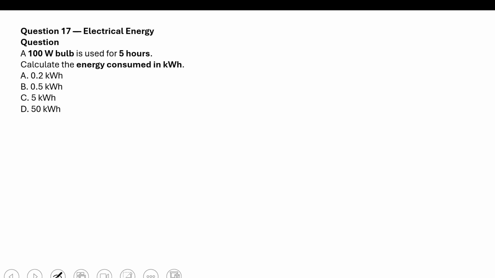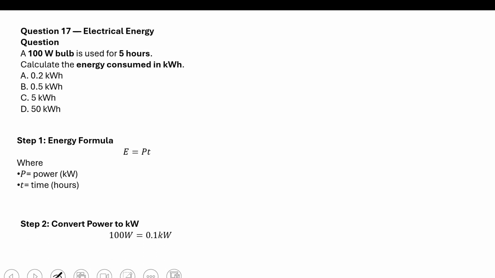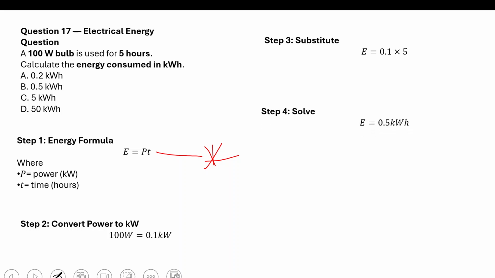Okay, so this number 17 is testing us on electrical energy. It says a 100-watt bulb is used for 5 hours. Calculate the energy consumed in kilowatt-hours. So the energy formula E is equal to PT, where P is power, T is time, and we convert power to kilowatts. 100 watts makes 0.1 kilowatts, right? So substituting into the formula, E is 0.1 times 5, getting 0.5 kilowatt-hours.